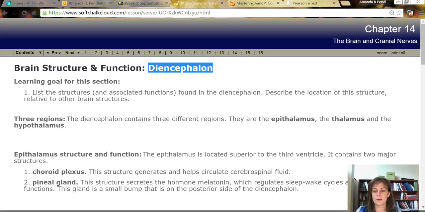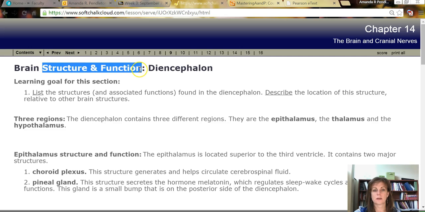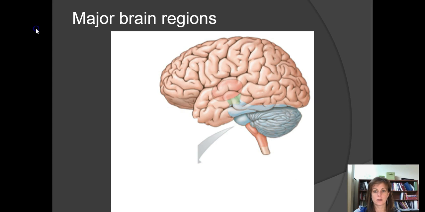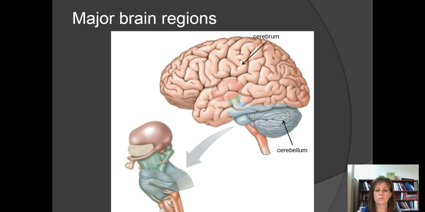Okay, so now I'd like to move on to this region called the diencephalon. Again, we're going to be talking about its structure and its function. So just to remind you what we're talking about here, if we go to this area of the brain, if we look at this pink part that's embedded deep within the brain tissue there, we will find that this pink part, if we pull it out, is called the diencephalon. And so this is the region that we're discussing right now.